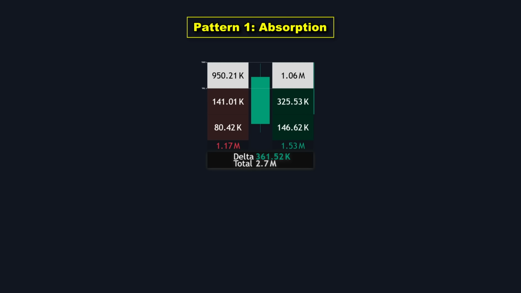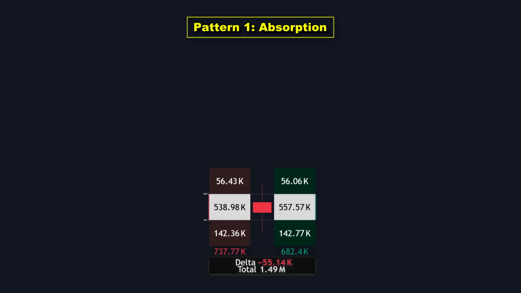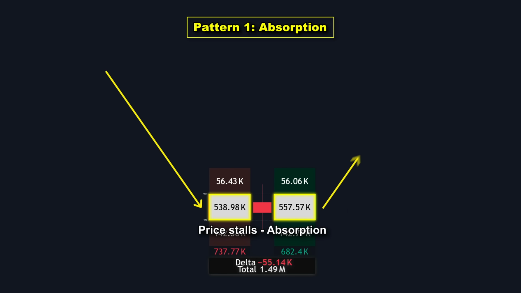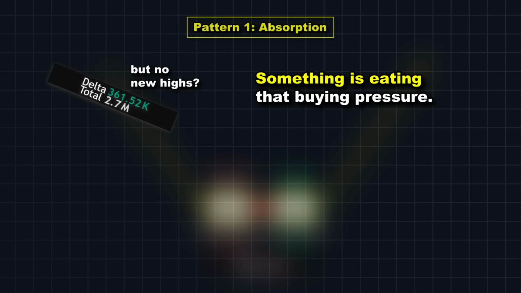The bearish version, price climbing, buyers aggressive, and then a candle where both sides are enormous but price stalls. Buyers exhaust themselves against an invisible ceiling. Then price drops. The bullish version in reverse. Sellers pushing down, price won't make new lows, buyers have been silently absorbing every sell order. Then price launches. Strong positive delta but no new highs? Something is eating that buying pressure.